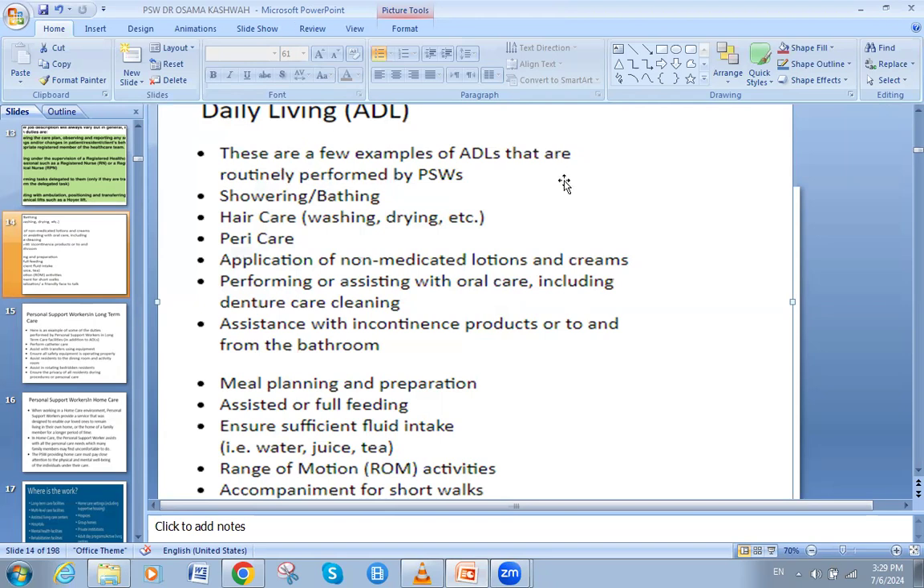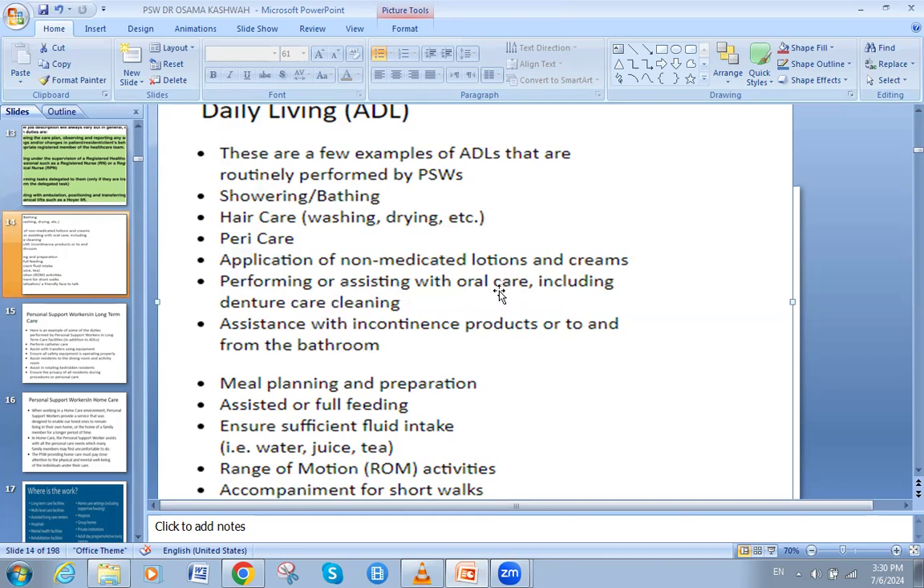There are a few examples, like the routine work, which is showering the patients, hair care, like washing, drying, and so on, peri care, and the application of non-medicated lotions and creams, like for those who are complaining and need to put Voltaren on their knees or so on.